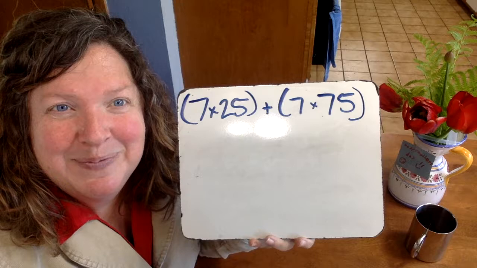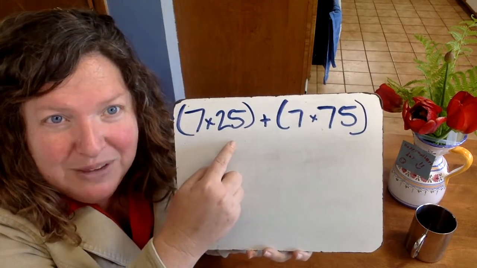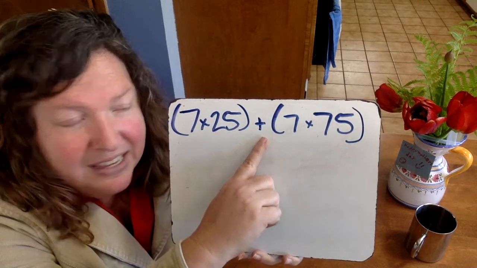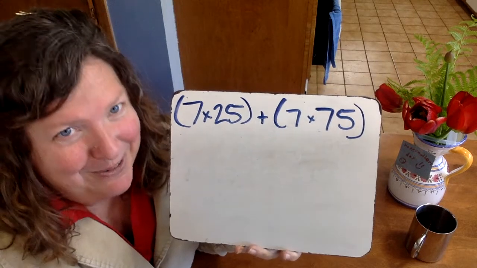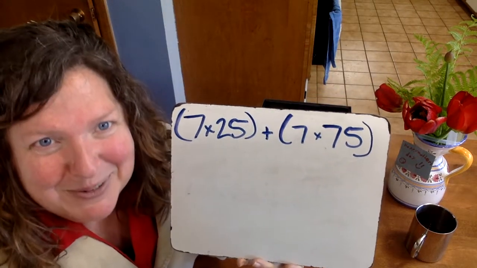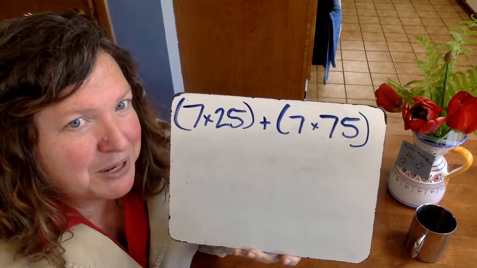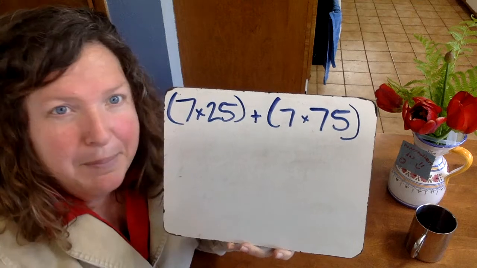Take a look at this. This is starting out with 7 groups of 25. I don't want to build 7 groups of 25. Then we're adding 7 groups of 75. I definitely don't want to build 7 groups of 75. But can we use the distributive property in the opposite way as last time to make this problem much easier to solve?